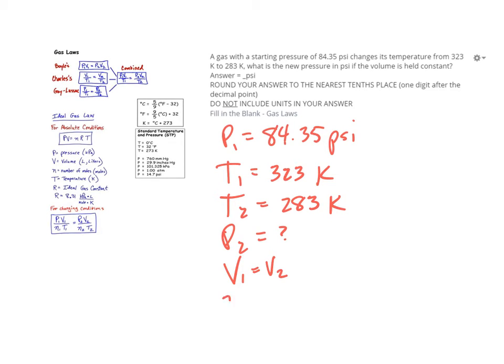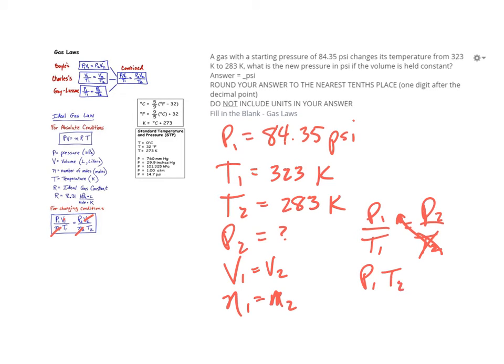Well, what about the moles? Is the moles held constant? Let's assume so. Alright, so V1, V2 is the same, N1, N2 is the same. I'm going to cancel out my N's, I'm going to cancel out my V's, and I have P over T equals P over T. I'm looking for P2. Algebra on the fly. Get P2 by itself. I'm going to take that and move it up. P1 T2 divided by T2 equals P2.